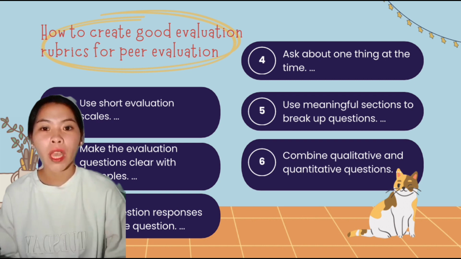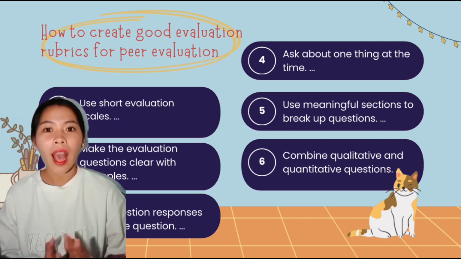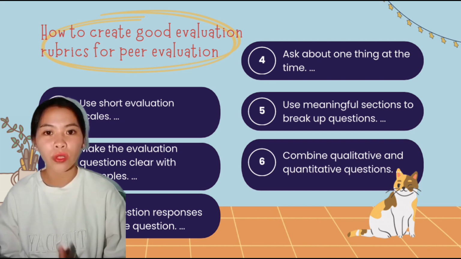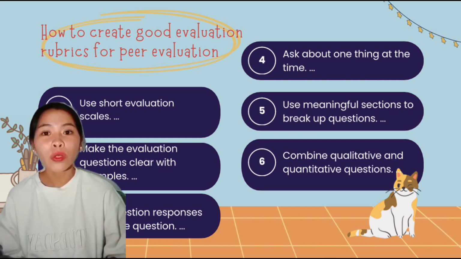In number 5, use meaningful sections to break up questions. Having sections in the evaluation questions makes the process of filling them out easier on the students since they can track their progress better. It also helps students know what the relevant context is for the specific question.